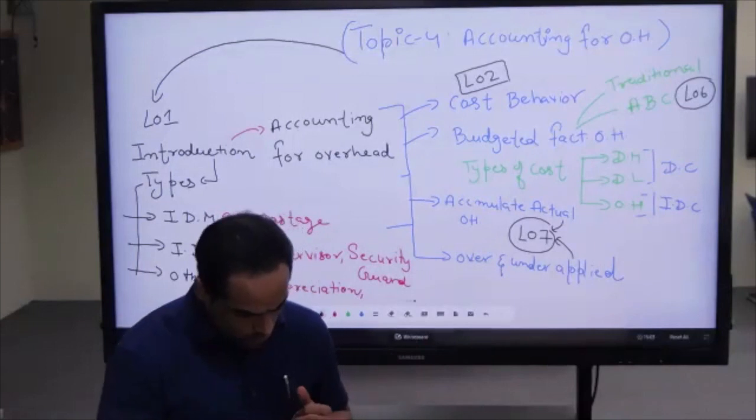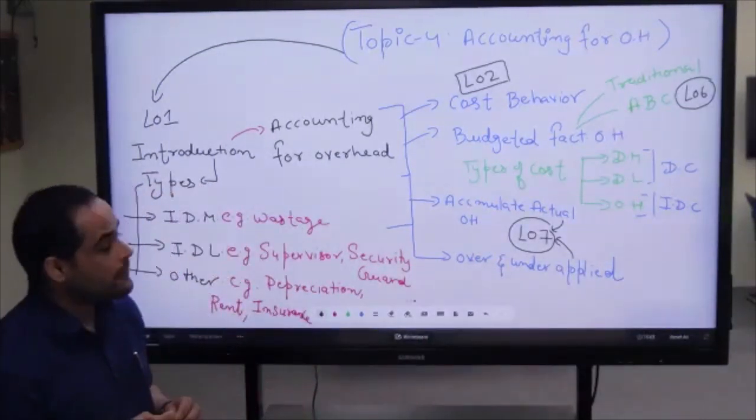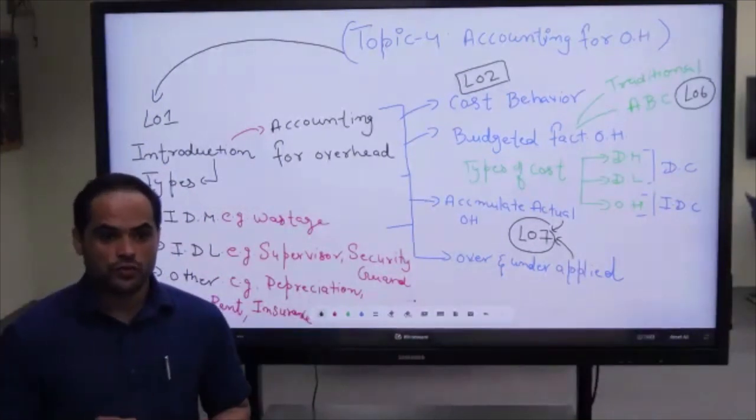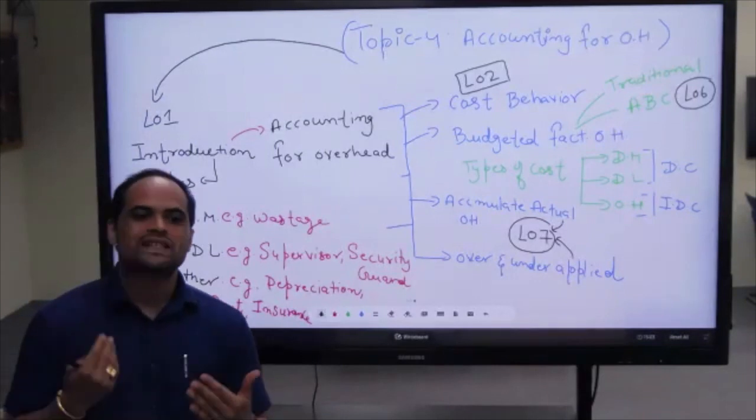That's the overall picture of this lecture. So let's move on to learning outcome 2, which is cost behavior, or cost classification.